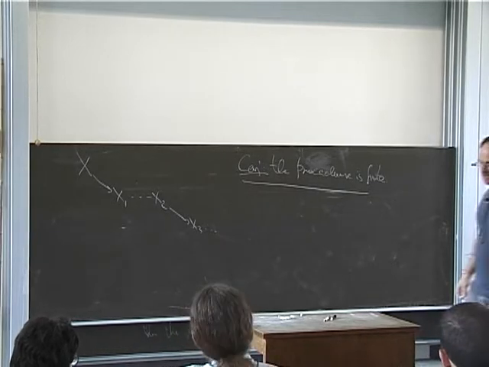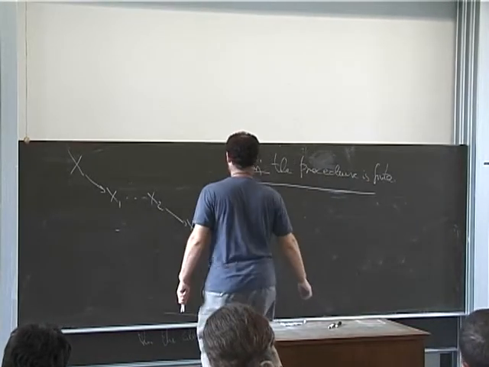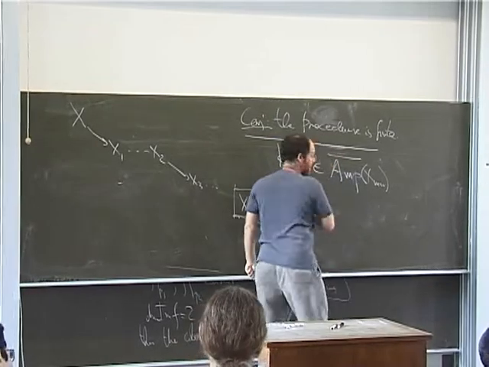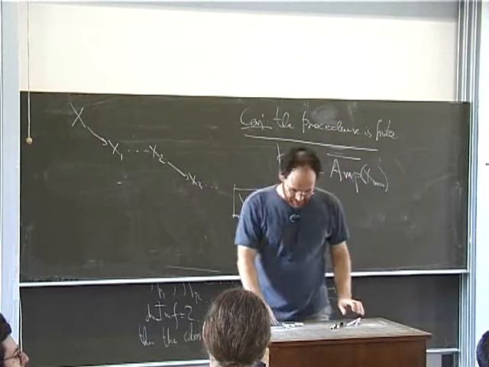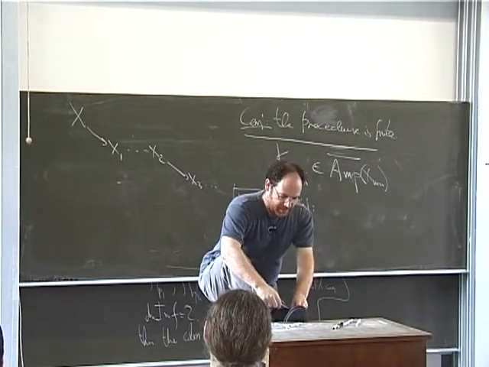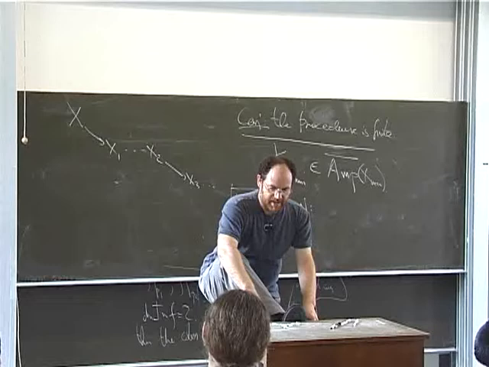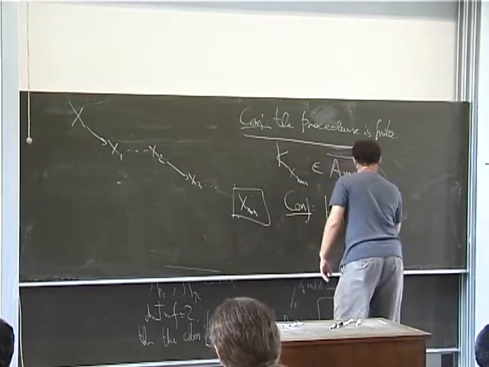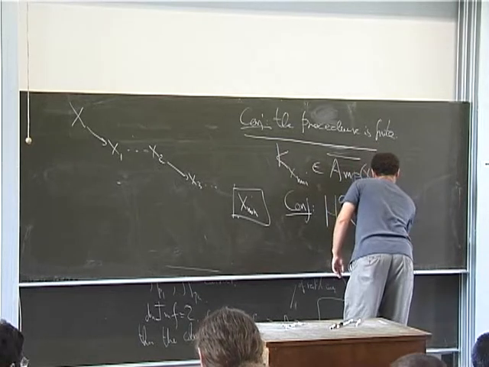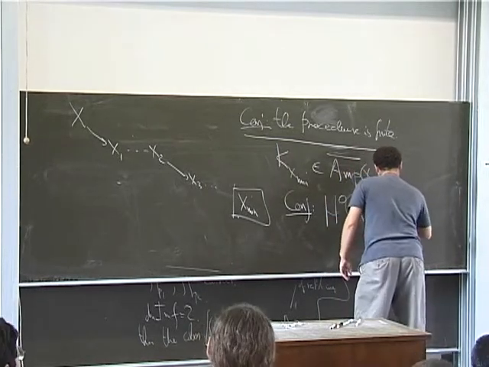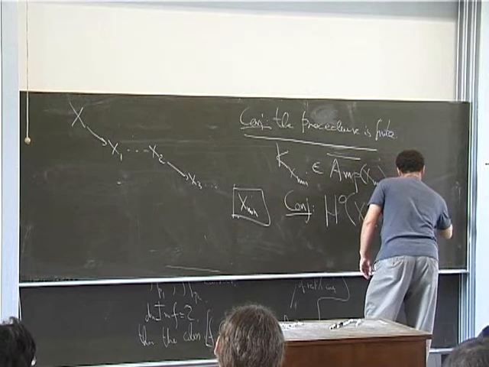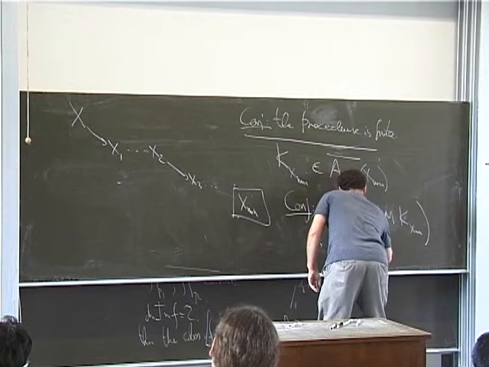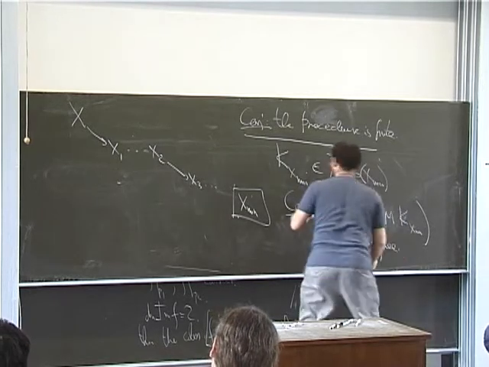And the conjecture is that this is finite, and you get to a minimal model, which says that some multiple of kx min has a base point free space of sections. Some big multiple, m times kx min, is base point free. This is called the abundance conjecture.